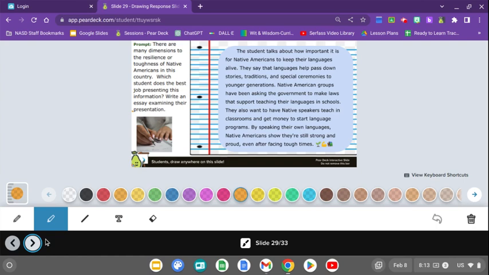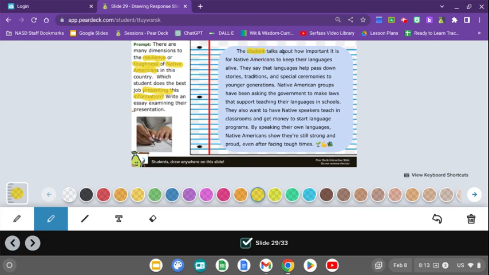Please, let's take the time to highlight, turning on my highlighter, turning on my yellow, to highlight the important words from the left-hand side. There are many dimensions to the resilience, or another word for resilience, toughness of Native Americans in this country. All right. Which student does the best job presenting this information? Well, let's see if this paragraph addresses that prompt.